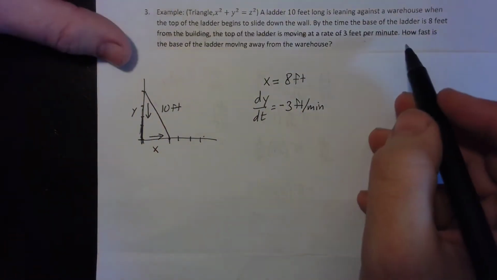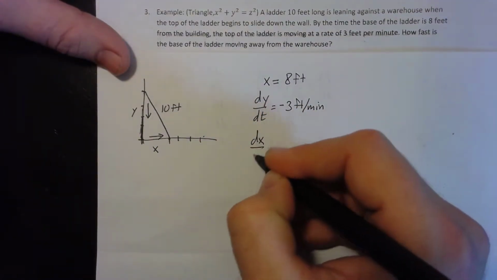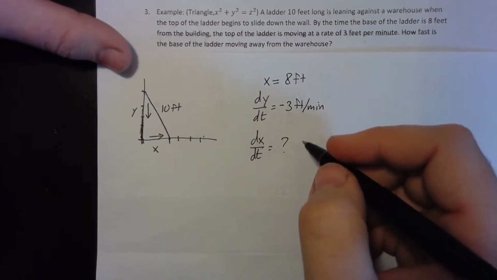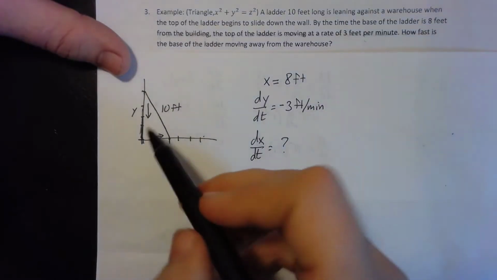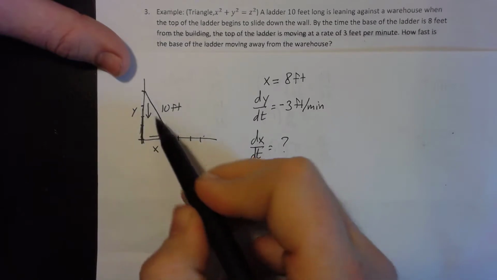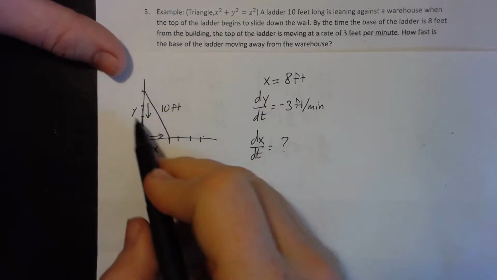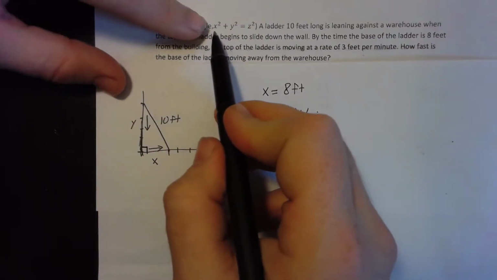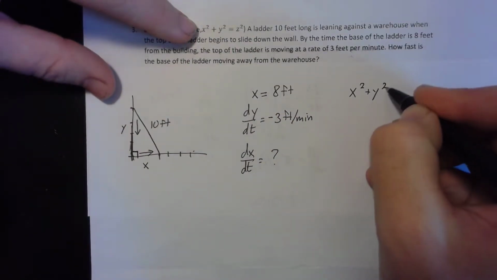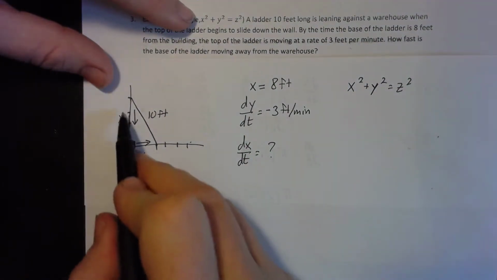So the question is, how fast is the base of the ladder moving away from the warehouse? So the question that we want to answer is, what is dx/dt? That's what we're really looking for. Now, the question here then revolves around what equation relates this, this, and this. Those three sides. Well, if we're very careful, you'll notice that this is a 90-degree angle. And these three sides will be related by the Pythagorean theorem, which is right here, again given in this problem. So I know x squared plus y squared equals z squared in this case, where this is my x, this is my y, this is my z.